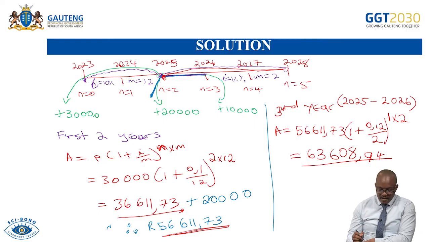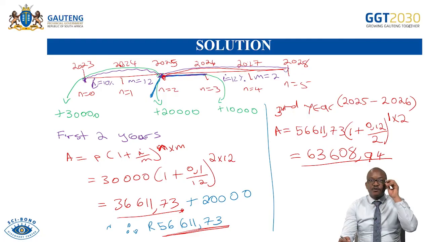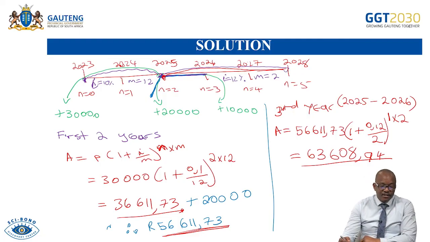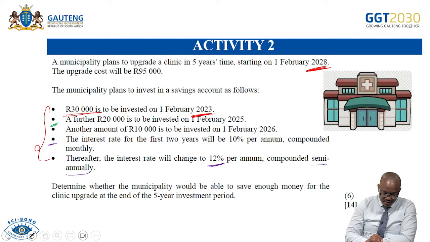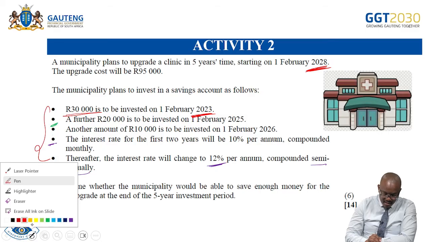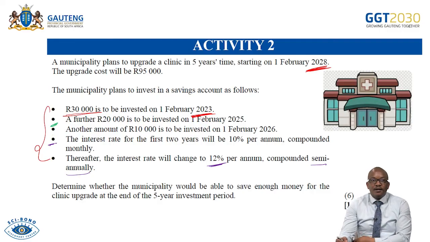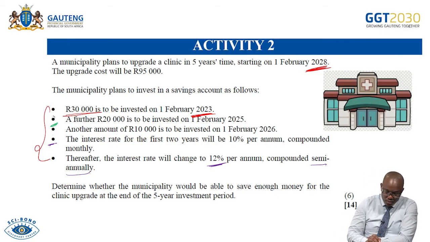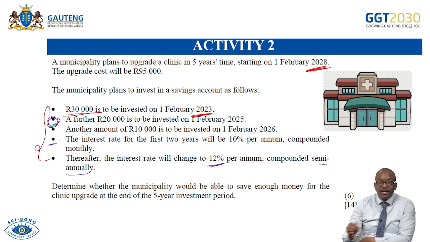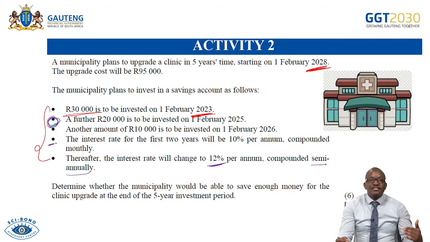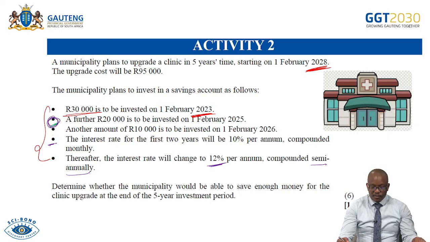Okay, so we have a question here. They're asking, why did we add 20,000? Let's go back to our scenario. Remember, in our scenario here, look at bullet number 2. In bullet number 2, remember the first bullet, it says 30,000 is to be invested on 1 February 2023, correct?